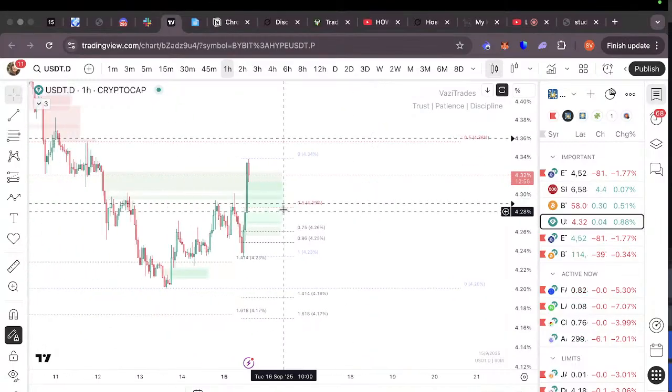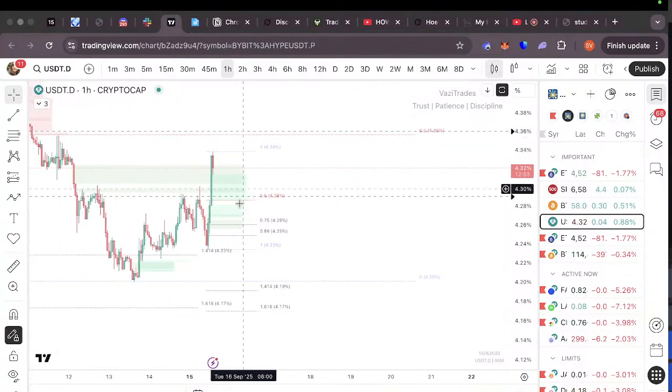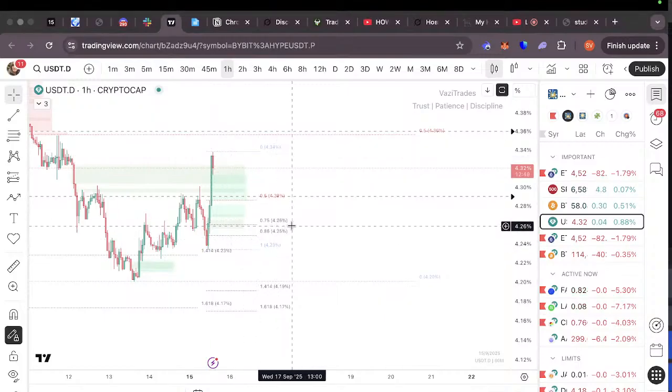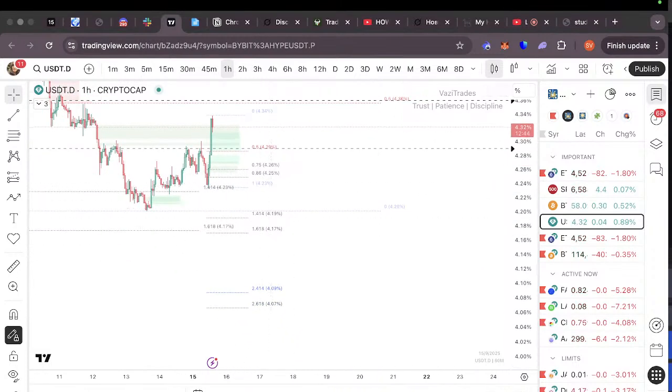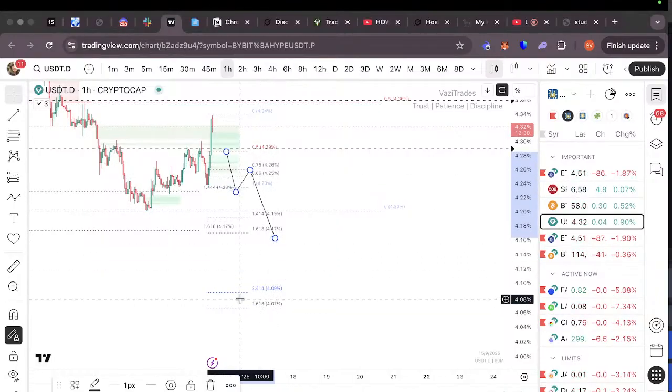Of course, in case price will give us a nice drop and a nice close below 0.75 or 4.26%, then we can say, okay, it will continue dropping towards the next levels according to Fibonacci.